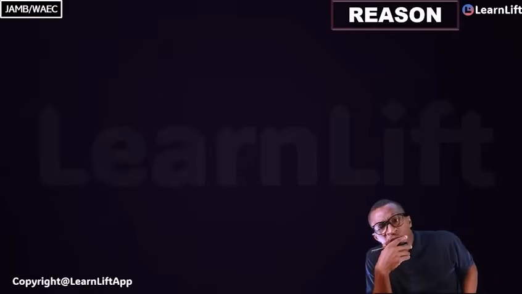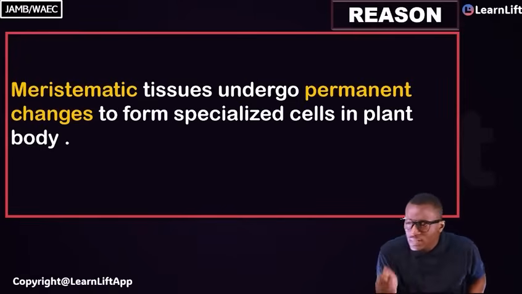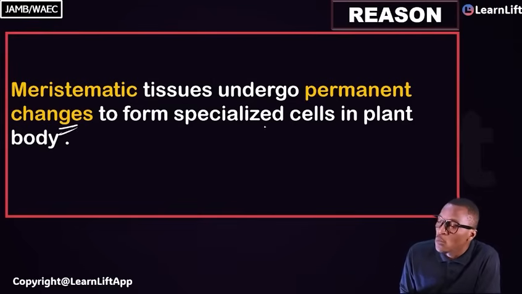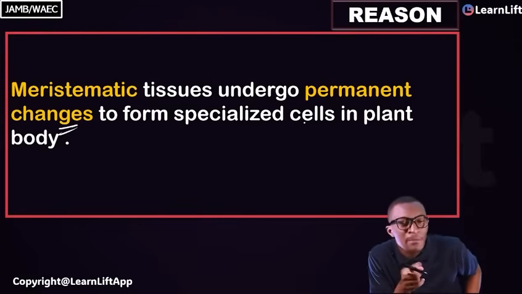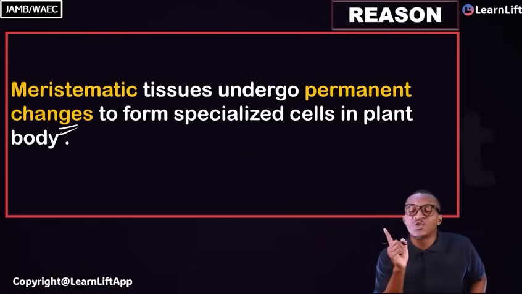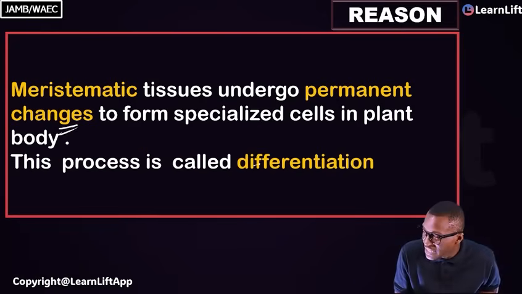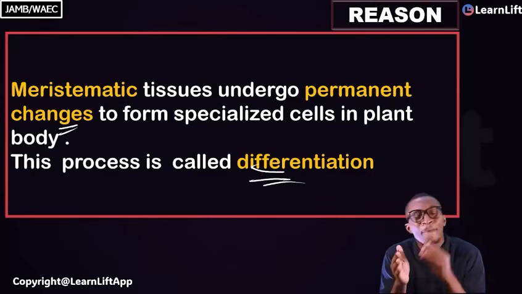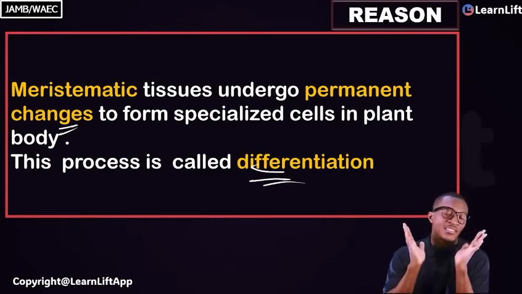Let me show you from this diagram. Look at it. Take note that we said that meristematic tissue are tissues that undergo permanent changes. Meristematic tissue undergo permanent changes to become specialized cells. That process whereby meristematic tissues become permanent tissue is what we call differentiation. They ask you in the exam, what is differentiation? It is the process whereby meristematic tissue undergo permanent changes to become specialized cells in plants.